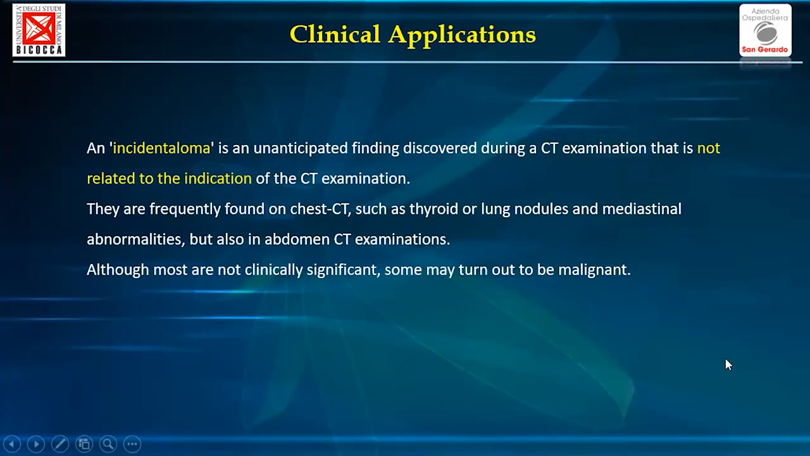Well, one of the most important applications is the definition of incidentaloma lesions, because usually the incidentaloma is an unanticipated CT finding that is discovered during an examination that is not related to the indication of the CT examination. So we find it in a lucky or unlucky way. They can be frequently found on chest CT, like micronodules or thyroid nodules, but we could also find them in the abdominal domain. And in most cases, incidentalomas are not clinically significant, but in other cases they can be a tumor.